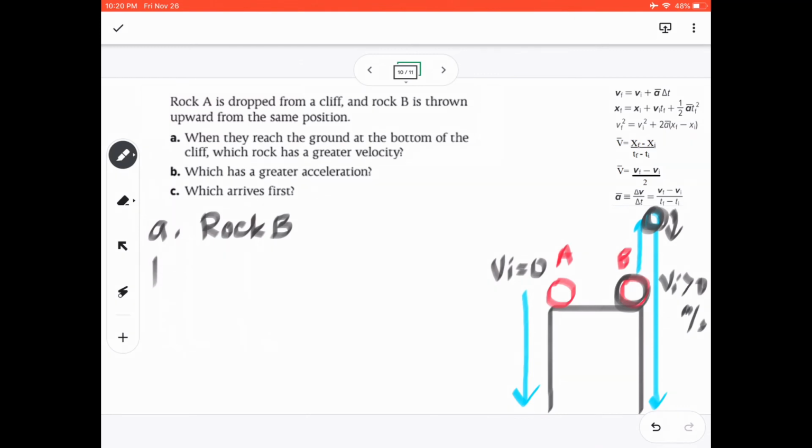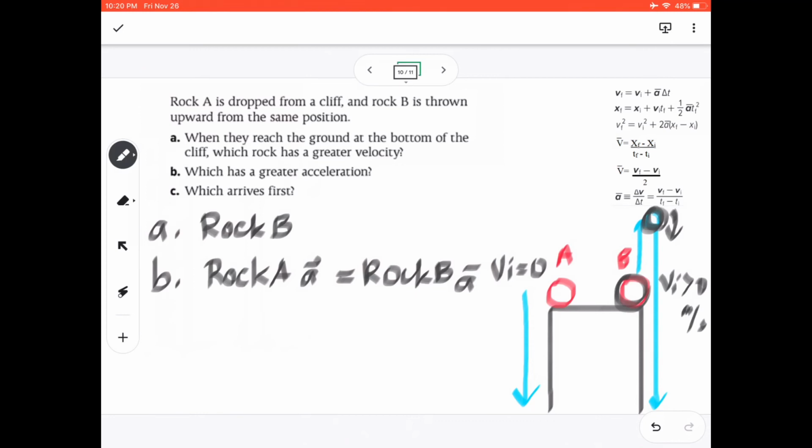Okay, for letter B, the question is, which has greater acceleration? Rock A acceleration will be equal to rock B acceleration. Why? Because only the acceleration due to gravity will be acting on both of them.